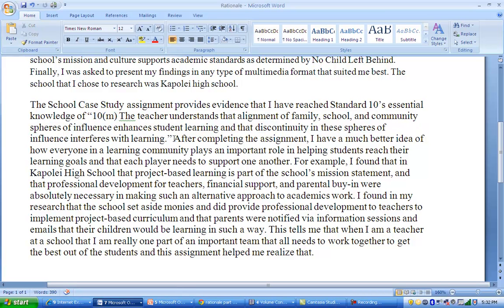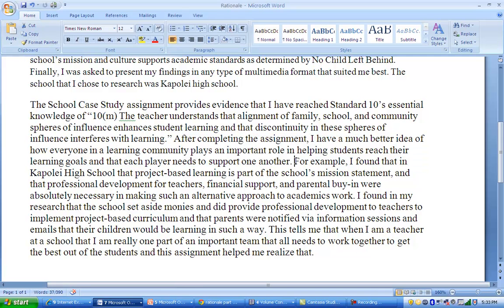Now that I have something that I'm trying to connect to, I need to make that connection. So I write, after completing the assignment, I have a much better idea of how everyone in the learning community plays an important role in helping students reach their learning goals, and that each player needs to support one another, which is what we mean by alignment of family, school, and community. To make sure the person reading this really understands how that happened, I use something I had in the assignment to support that.